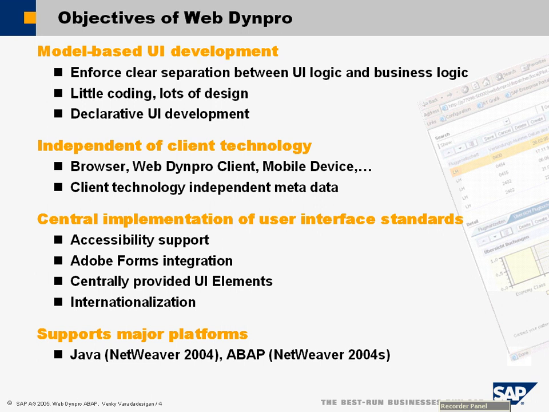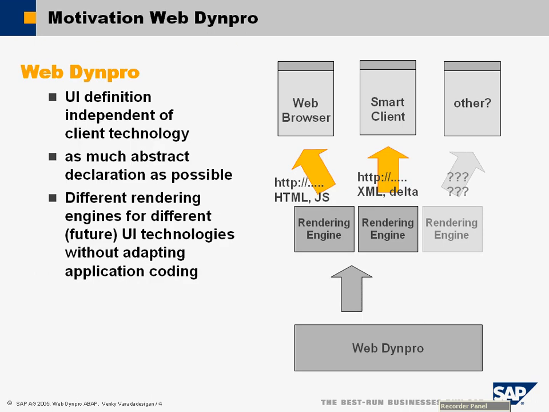And the supported platforms are: the Java flavor is being supported in the NetWeaver 2004 version, and the ABAP flavor will be supported in the NetWeaver 2004S version.